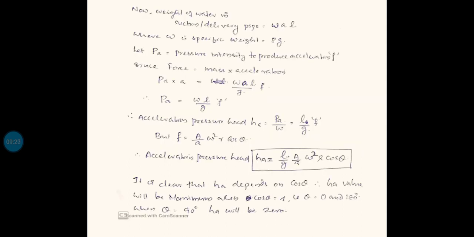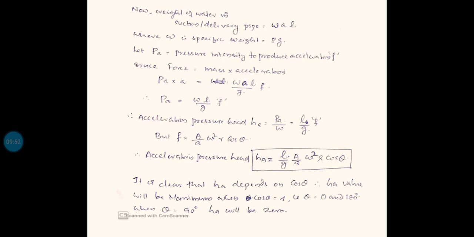Okay, now the weight of the water in the suction or delivery pipe equals W into a into L. W is nothing but specific weight, rho into g. If you multiply specific weight with the volume, you will get the weight. Small a into L, area into length, gives the total volume of the fluid within the pipe, and that multiplied by specific weight gives the total weight. That is a general equation that we study in fluid mechanics.